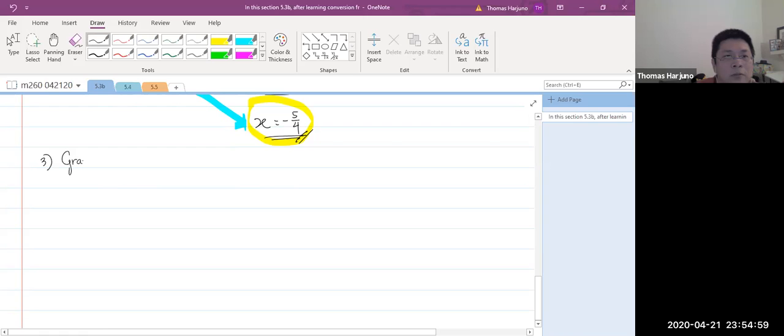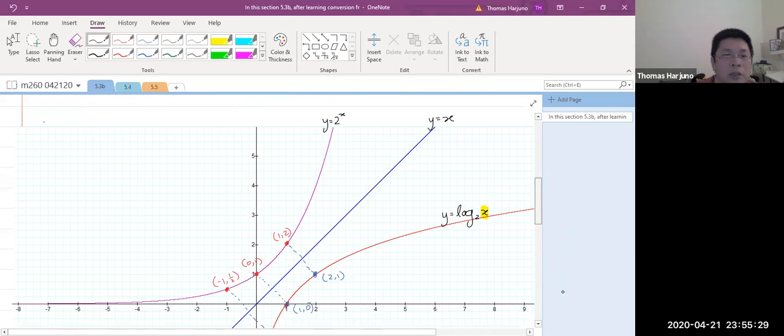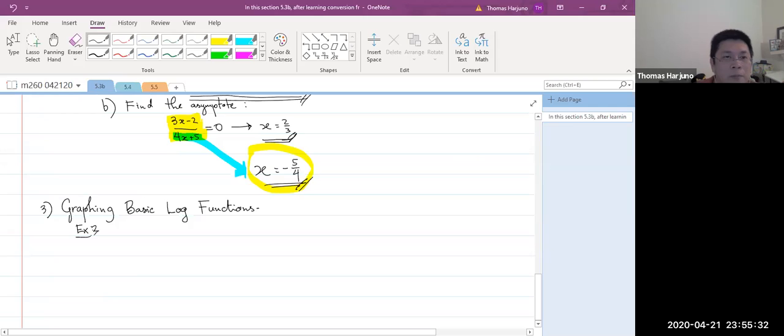Graphing basic log functions. Let's say, for example, let's call this example 3. Let f(x) equal log base 3 of x.